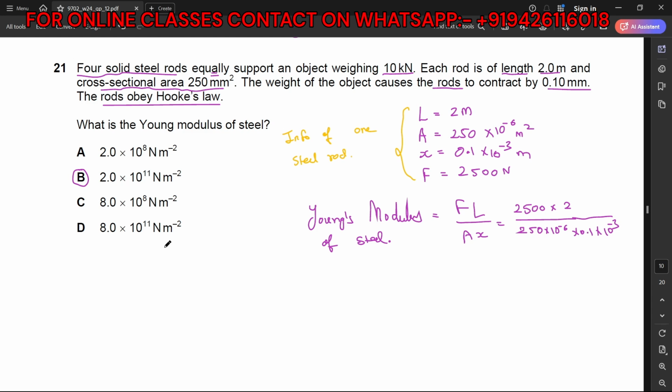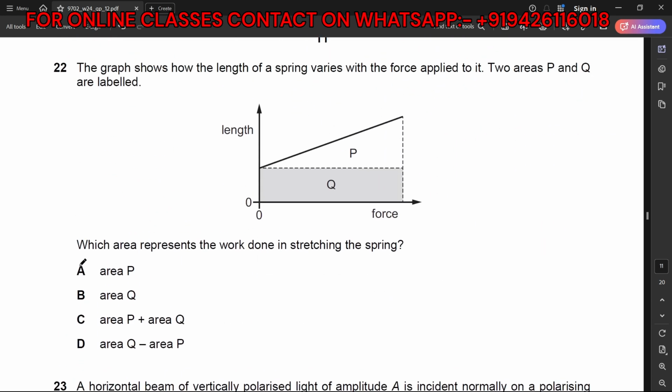So that's how you can go about this particular question. Now moving on towards the 22nd question, it says that the graph shows how the length of a spring varies with the force applied to it. Two areas P and Q are labeled. Which area represents the work done in stretching the spring?